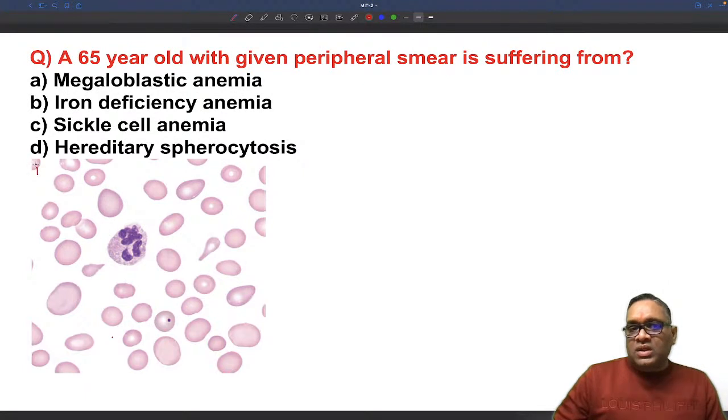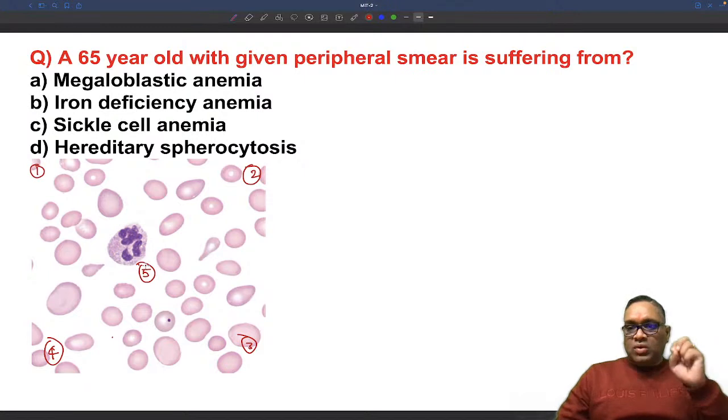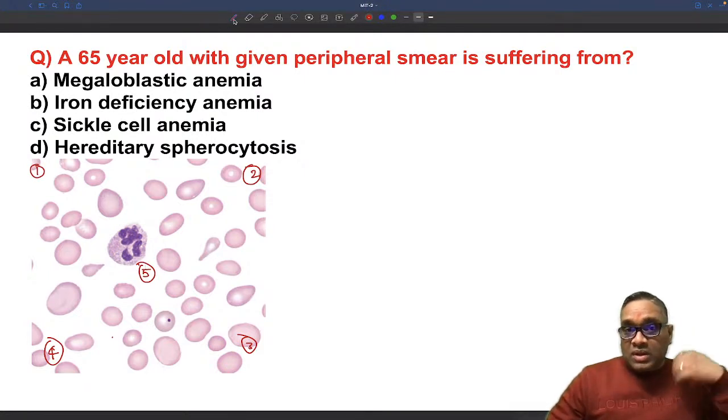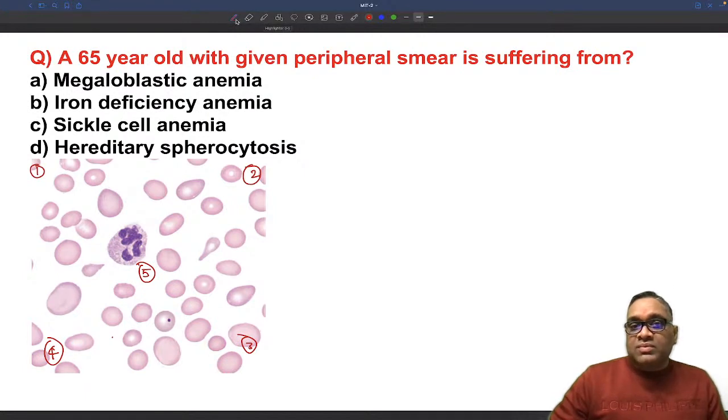First, you have to look at all the five areas. You remember, one, two, all the corners, 1, 2, 3, 4, and the central part of the slide. So that is what I said yesterday: rule of five, rule of observation and rule of comparison. Now what you have to observe, what is your priority now? Your priority is to observe where the normal RBC is. So I am showing you this is the normal RBC.